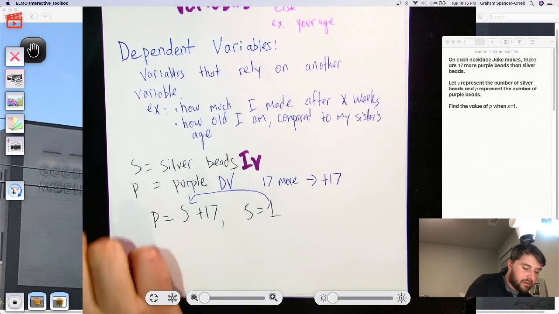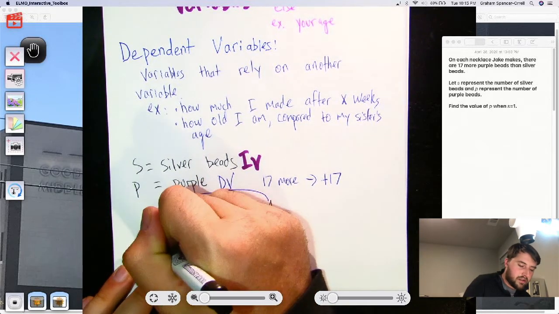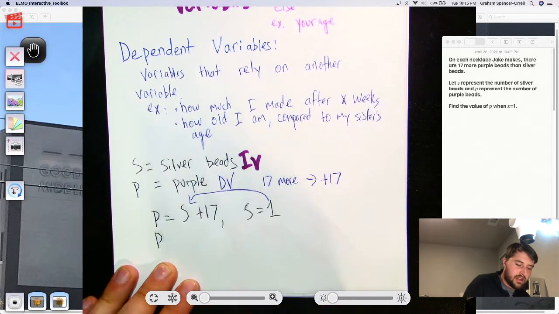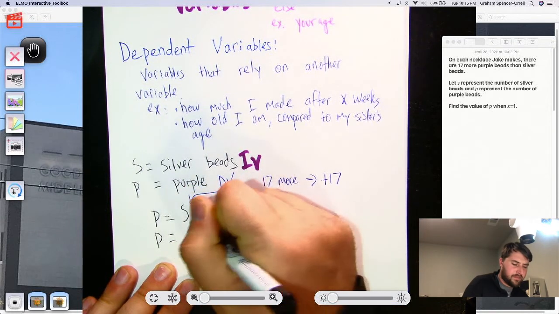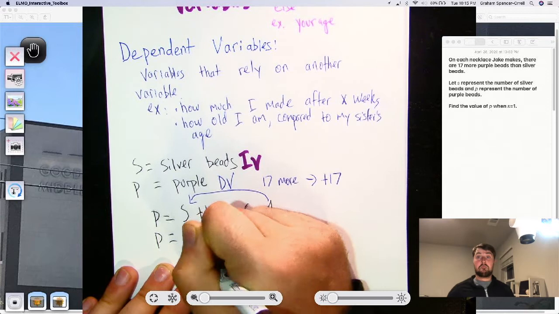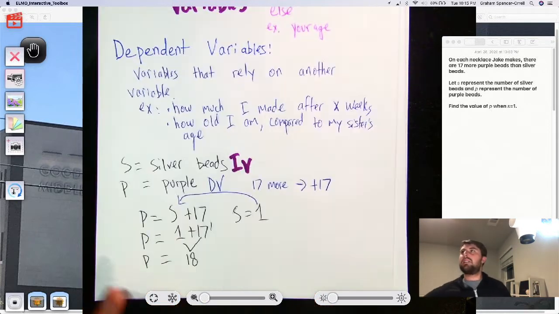So here we have P, which is the number of purple beads, equals 1 plus 17. Now I know 1 plus 17 is 18. So then P equals 18. There we go. That's it. All right. We're going to slide on over here to our next problem.